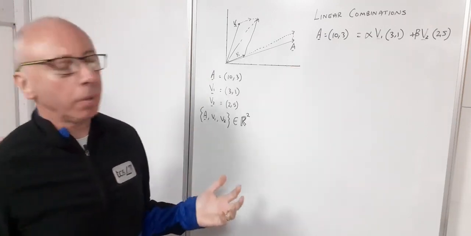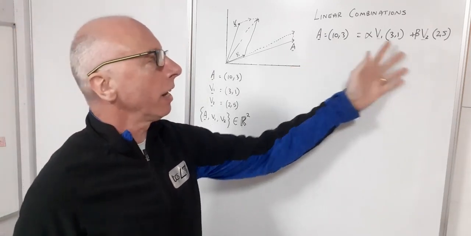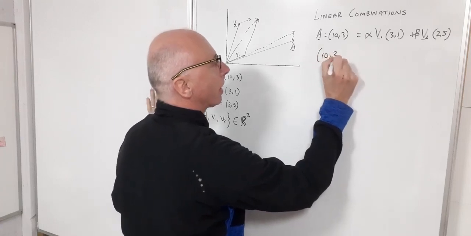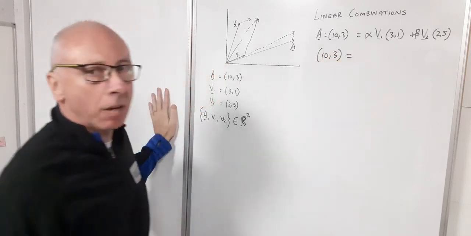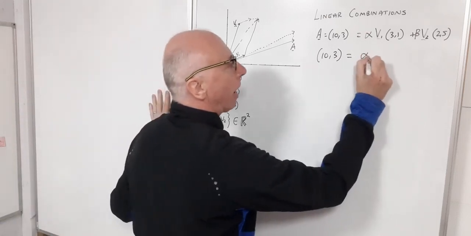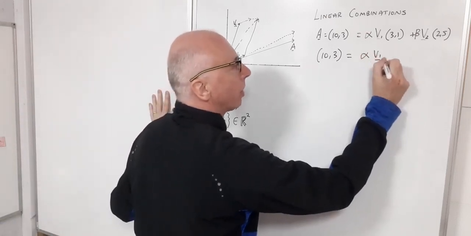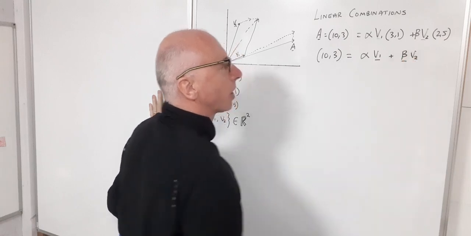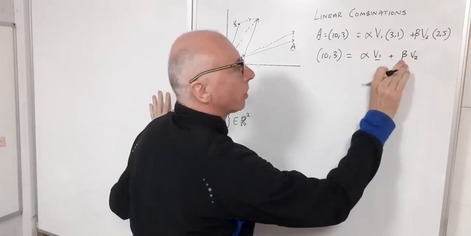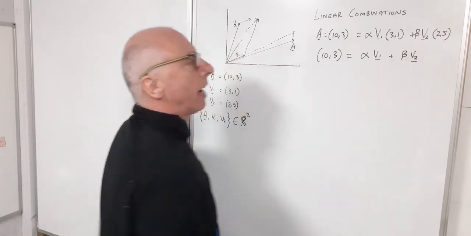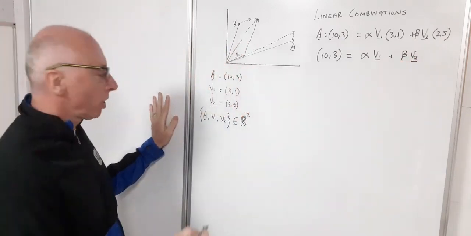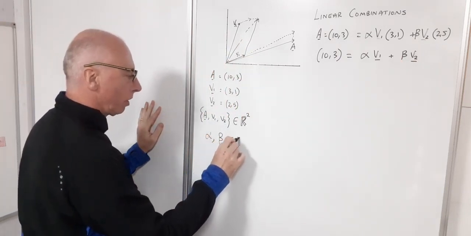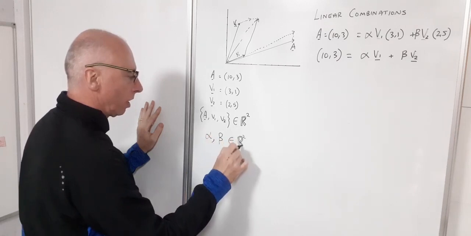So that's kind of what we're looking at here. Now to write this properly, because it's a little bit of abusive notation there, what I'm going to do is do a setup. So I'm going to do my vector 10, 3, then that would equal alpha times vector 1 plus beta times vector 2. Now, alpha and beta are going to be real numbers. Okay.